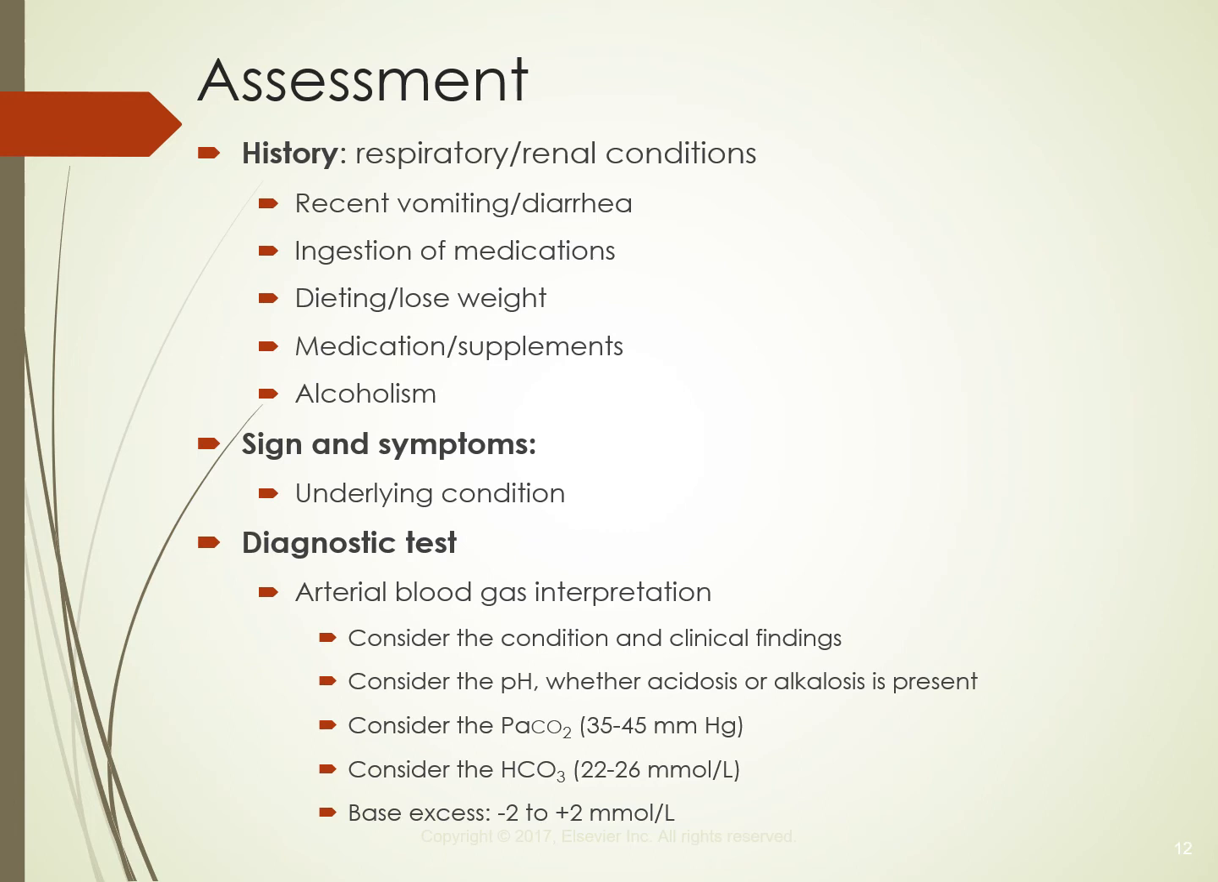Other areas to explore in the history include the following: a recent history of vomiting or diarrhea. Repeated vomiting causes metabolic alkalosis. Prolonged diarrhea causes metabolic acidosis. Use of heartburn or indigestion medications. A few days of baking soda or sodium bicarb ingestion can cause metabolic alkalosis. Recent attempts to lose weight and methods employed, like a high-fat, low-carb diet or fasting, predispose to starvation ketoacidosis. And use of medications, dietary supplements, and alcohol.